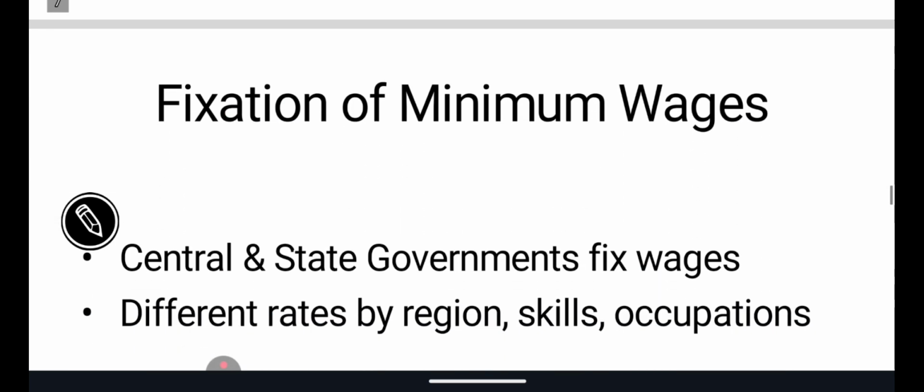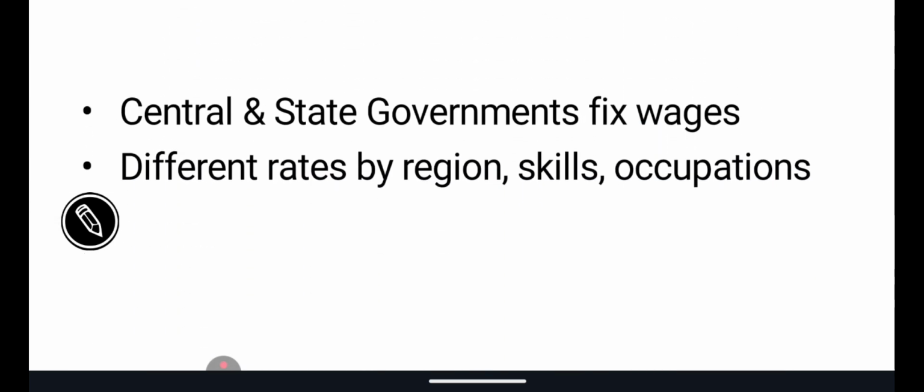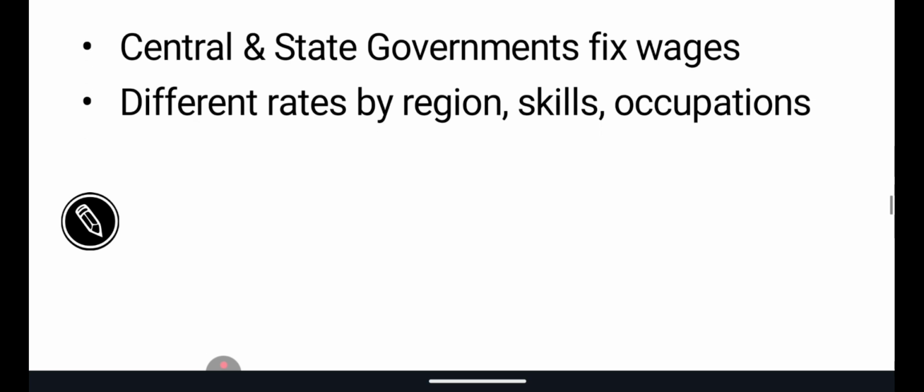So fixation of the minimum wage, who fixes it? Central and state governments fix the wages, as we already discussed. Different rates by region, skills, occupation. So the wage can vary from region to region, or by the kind of skill or occupation. So it depends. For example, a lower primary teacher will not get the salary of a higher secondary teacher.